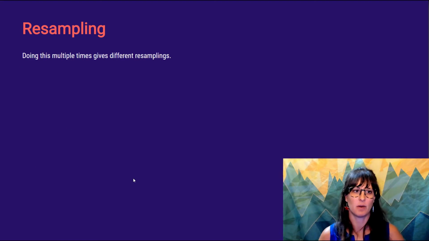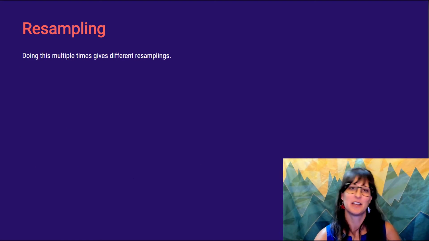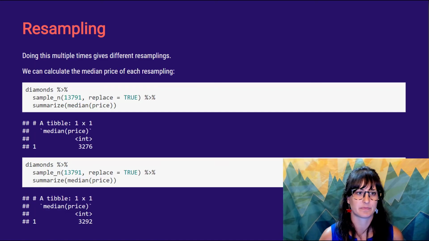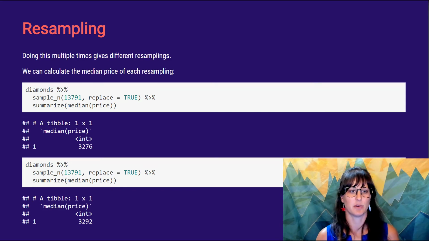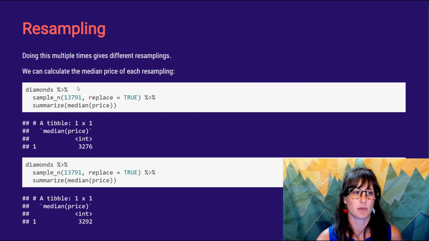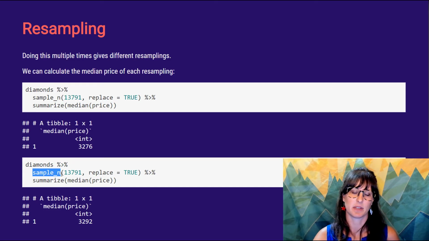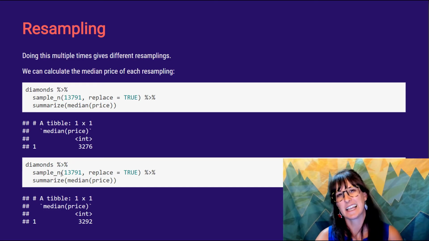And so what can we do? Well, we do this multiple times. I know what I'd do if I had many different samples, and now I've made a way for us to have many different samples. So what we could do is do a resampling and look at its median, and then generate another sample and look at the median of that one. You can see these two code chunks are exactly identical. But because they use some randomization, this sample_n function, they're going to come up with a slightly different resampling every time you run it.